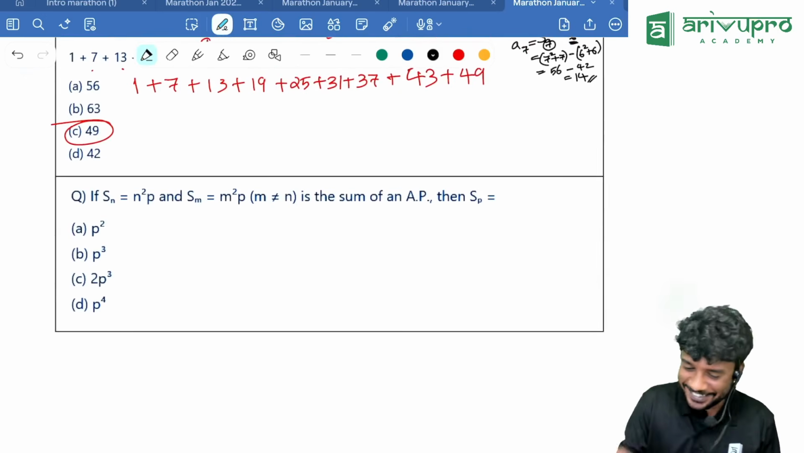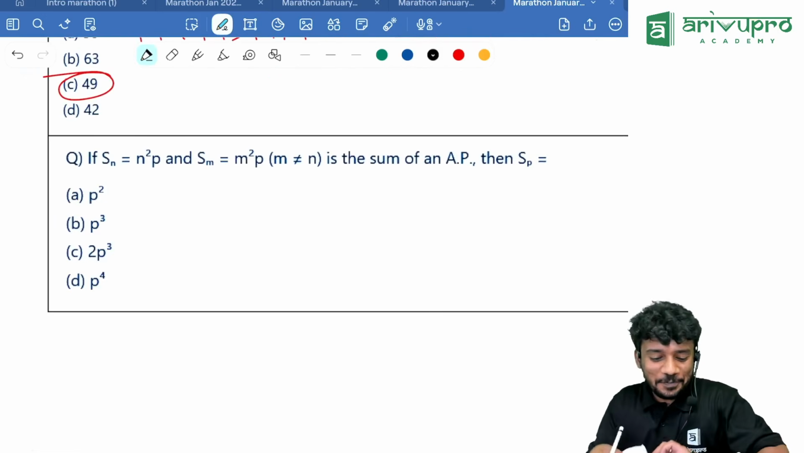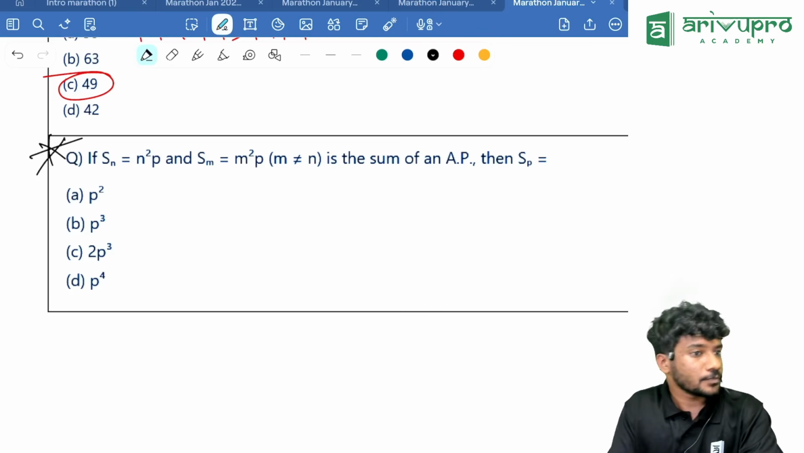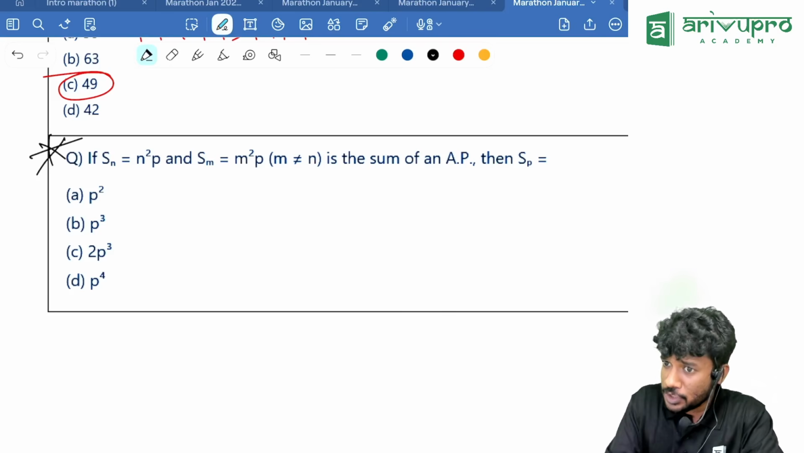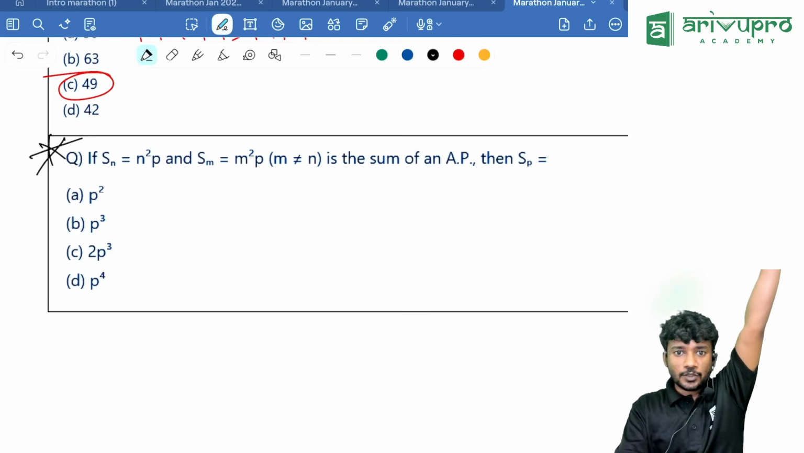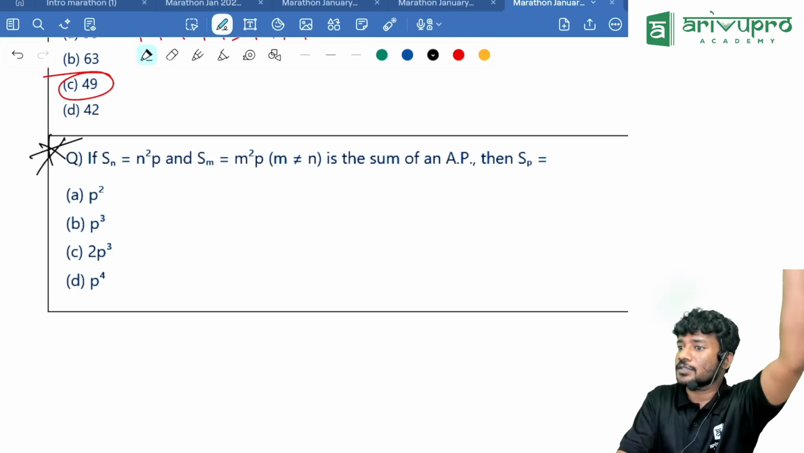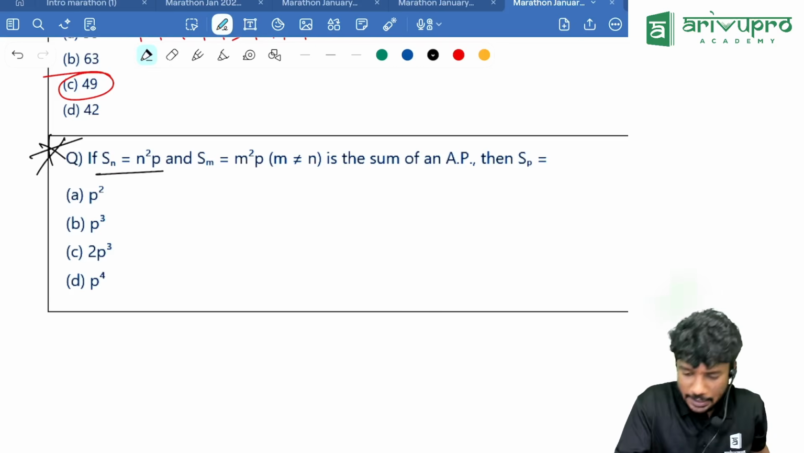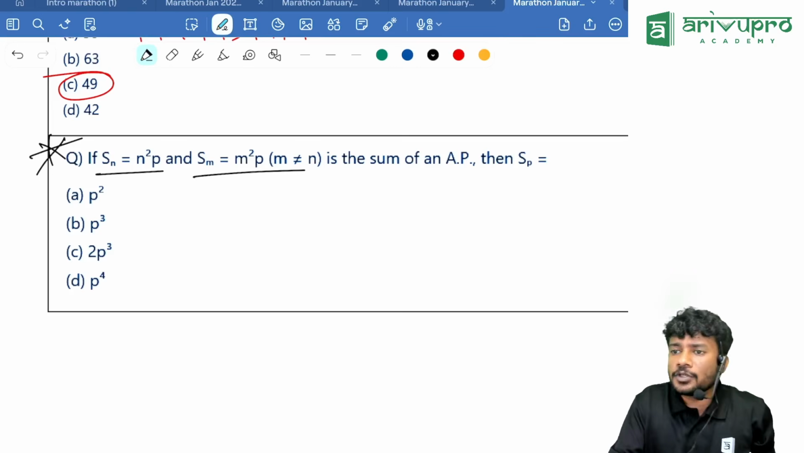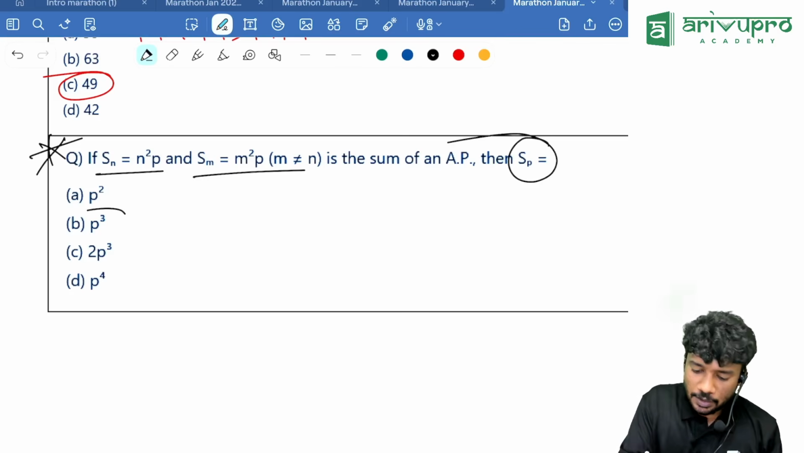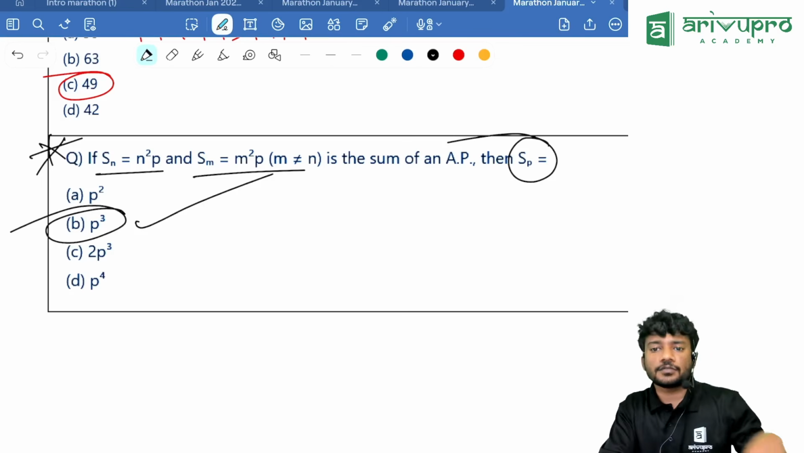Oh, understood. Yes. Now, this is another theorem which you should know. There are two types of theorem questions from AP. First one was if the pth term was q and the qth term was p, then the rth term was p plus q minus r. If Sn is equal to n square p, Sm is equal to m square p, then Sp is equal to what? P cube. Okay? P cube. Keep a note of it.